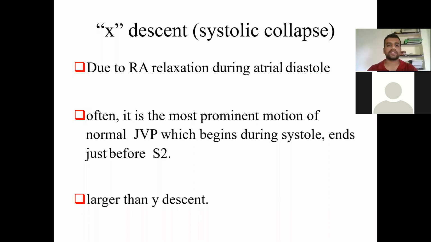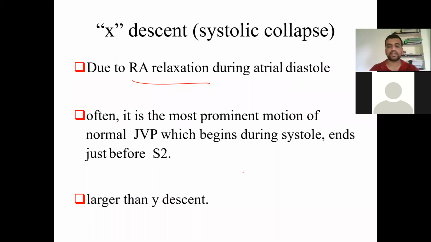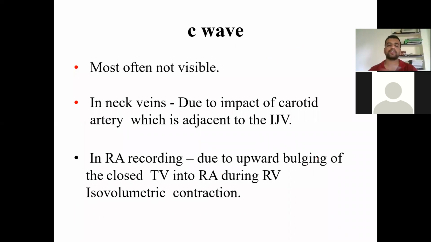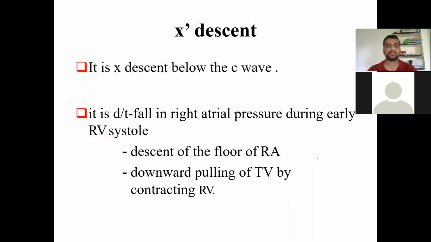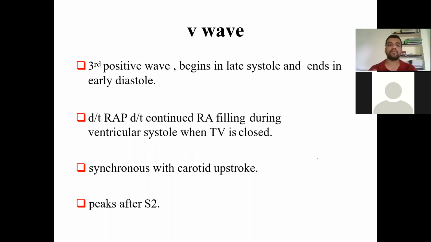Then we have the X descent, which is due to right atrial relaxation. Actually X is a total descent, interrupted by C here, so we call it X and X dash. This interruption is due to bulging of the tricuspid valve and also the impact of the carotid. Next we have the X dash descent, due to continued atrial relaxation as well as pulling down of the tricuspid valve due to contraction of the RV. Then we have the V wave. The V wave is due to passive filling of the atrium, occurring during the closed state of the tricuspid valve.